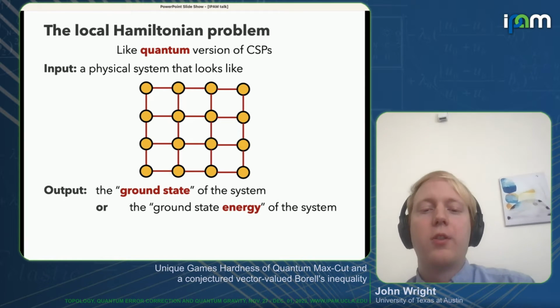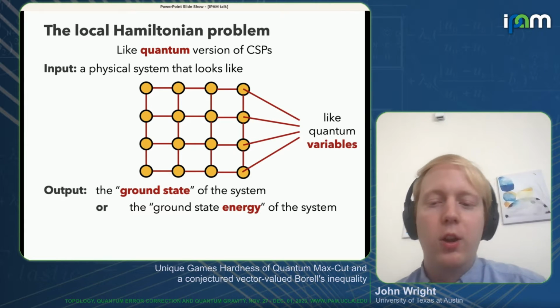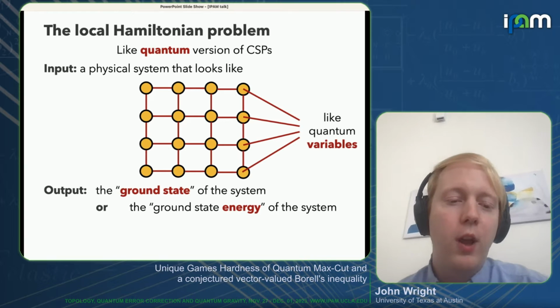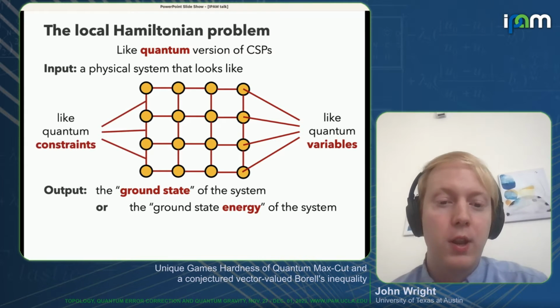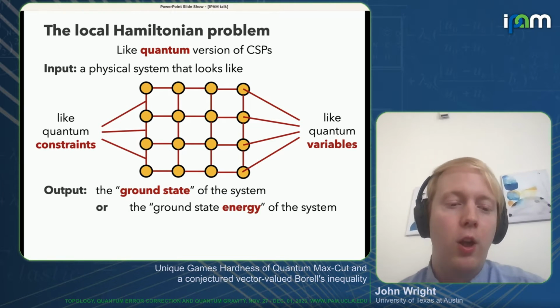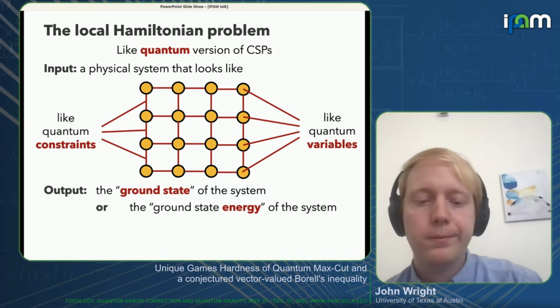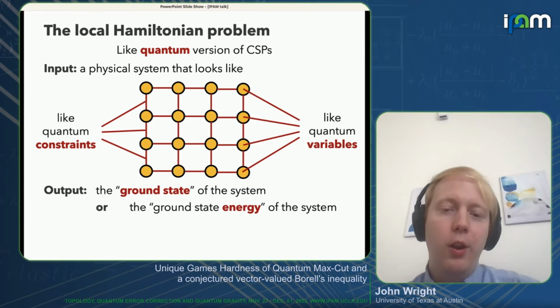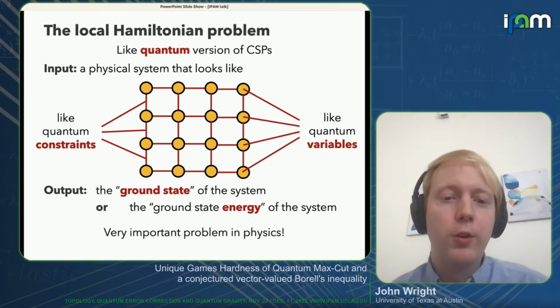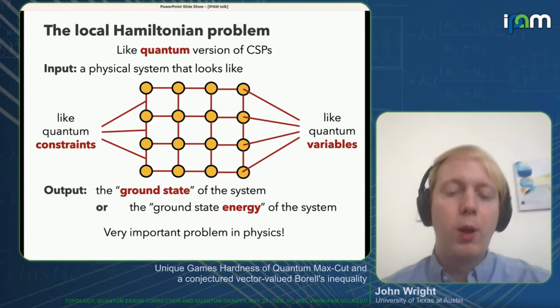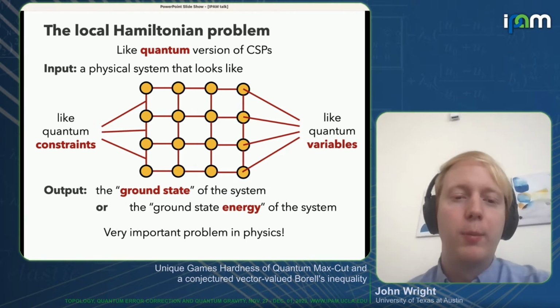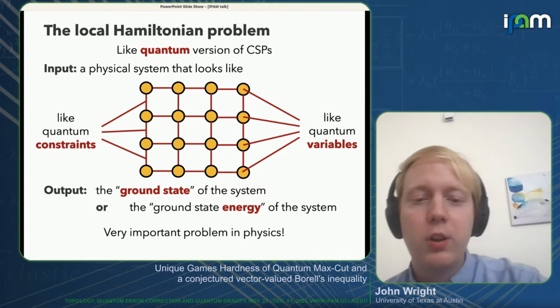So these yellow dots are your qubits. These are the quantum analogs of variables. And these red lines are your quantum constraints. So this is indeed a quantum analog of constraint satisfaction problems. And not only is this a basic problem in computer science, it's also a very important problem in physics. People have studied local Hamiltonians for about 100 years, maybe more.